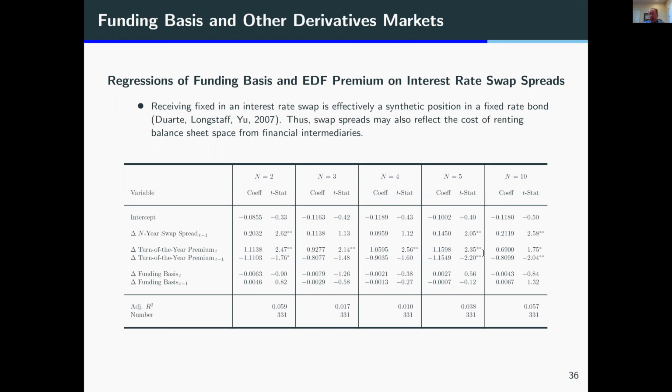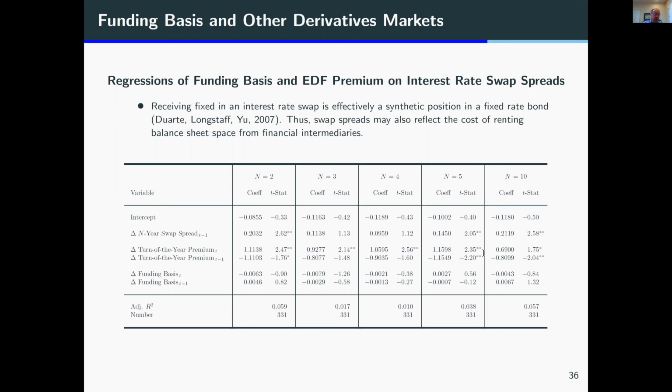One of the obvious ones here is the interest rate market. We looked at interest rate swap spreads. As we all know, receiving fixed in an interest rate swap is effectively a synthetic position in a fixed rate bond. And so the interest rate swap spread is the difference between a derivative and a cash security. And if part of that interest rate swap spread has something to do with balance sheet usage, we should see the effects of that in the movements of interest rate swap spreads.